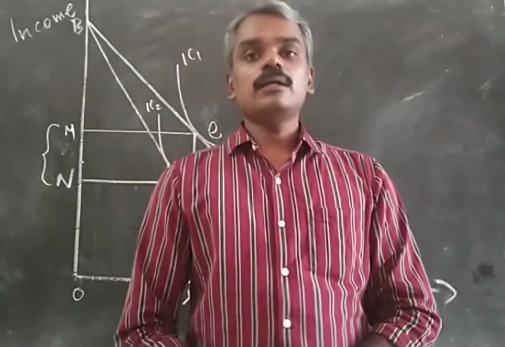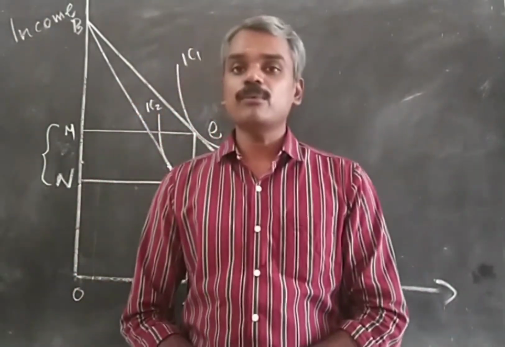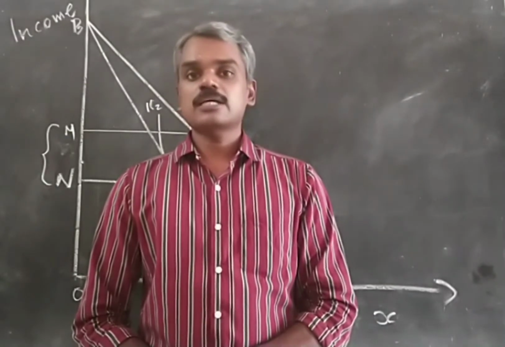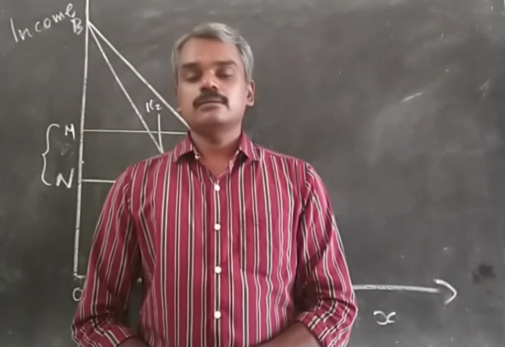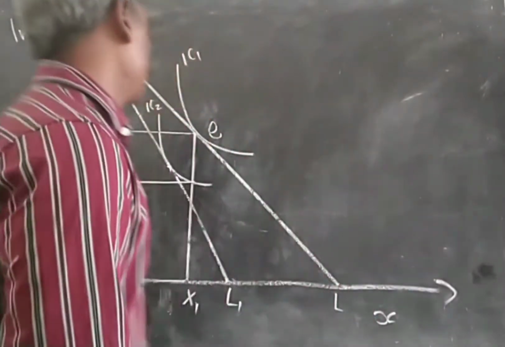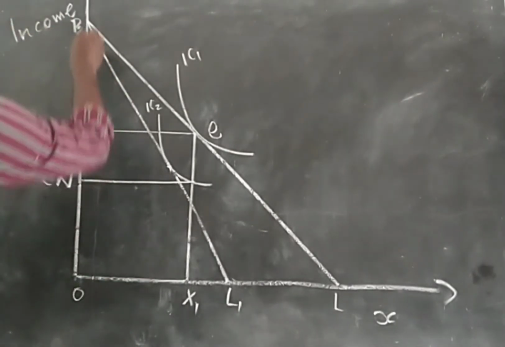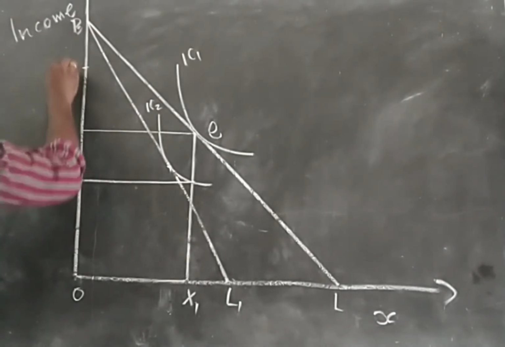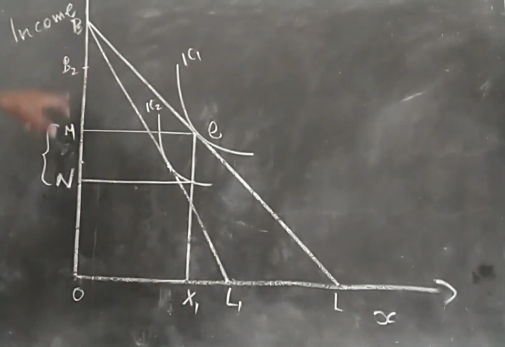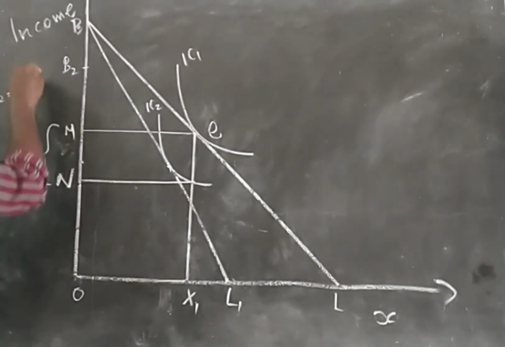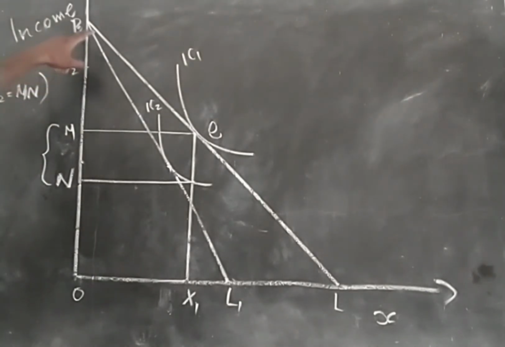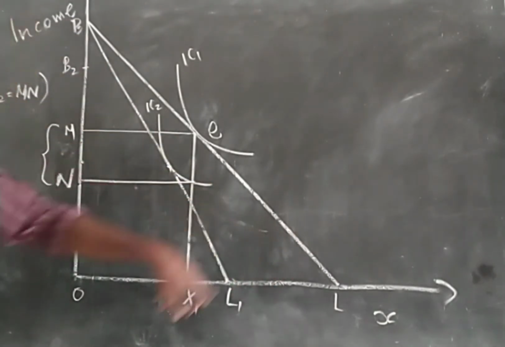Now let's see what happens if the government, instead of imposing an indirect tax, imposes a direct tax on the consumer and collects an equivalent amount MN. So we have to measure this MN, and we call the point B2. So BB2 is equivalent to MN. Now the government is imposing a direct tax, and when a direct tax is imposed, the budget line will shift parallelly downwards.